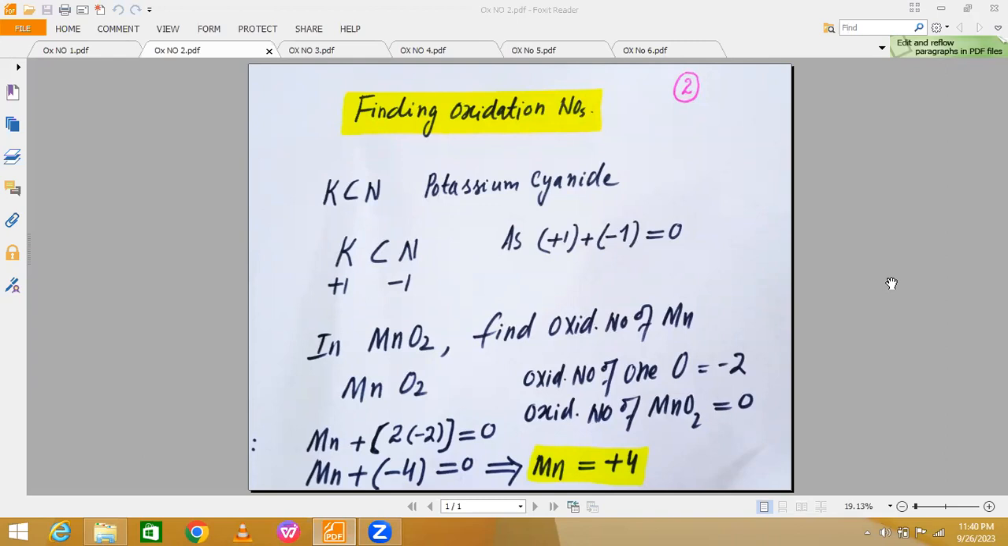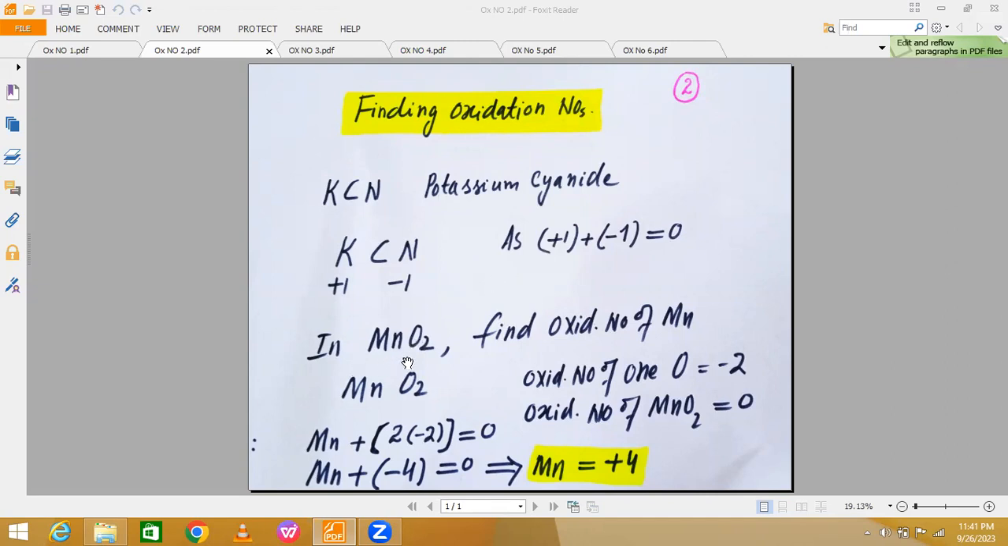Now, taking the example for the determination of the oxidation number of any atom in a compound or an ion, consider KCN, potassium cyanide. The K would always be 1 plus, and the CN ion would always be 1 minus. As KCN as a whole is neutral, the oxidation number of KCN would be taken as 0. And you can see the total oxidation number is 0 due to -1 plus 1.